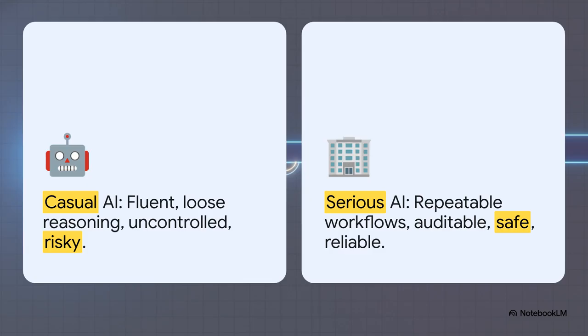But when you're deploying AI in high-stakes enterprise environments, you absolutely cannot tolerate uncontrolled generation. It's just too risky. These environments demand structurally reliable work that can survive intense scrutiny. They need workflows that are repeatable, auditable, and above all, safe.